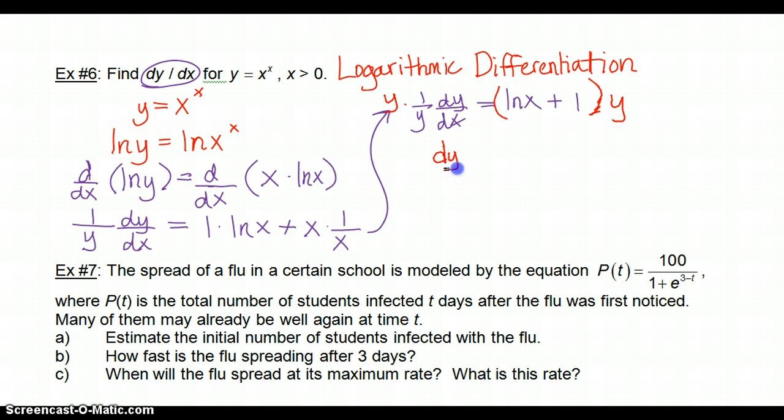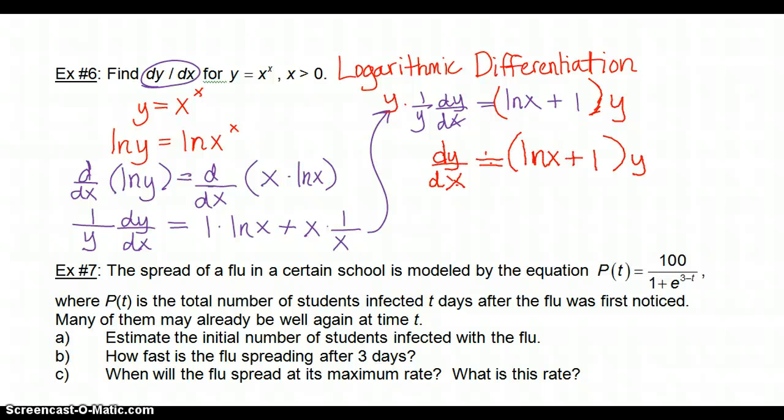Should we distribute? I am having an issue here. Wasn't the 1 over y times dy over dx cancel the y's? Hold on. Look. Okay. Now, hold on.